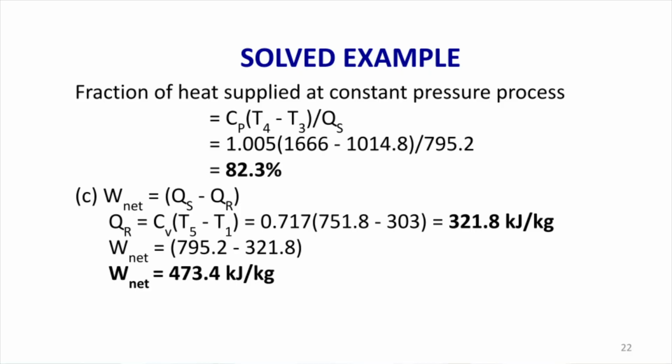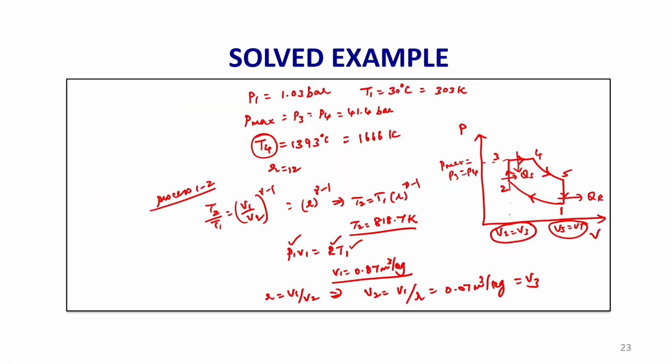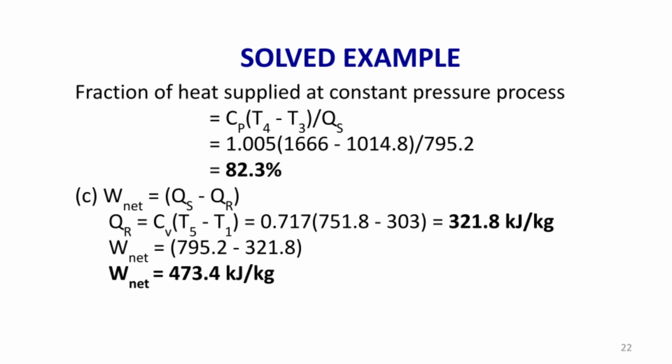Of course, for this problem the efficiency is not asked. So, W net is 473.4, this is the efficiency formula, and this is the W net. W net is equal to Qs minus Qr. So, 795 minus 321, we are getting 473.4.